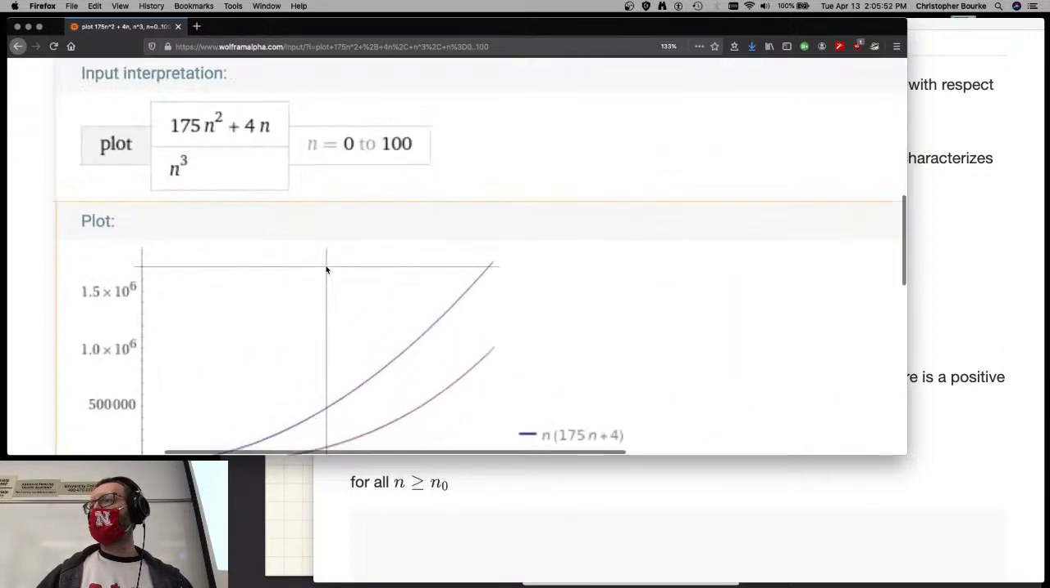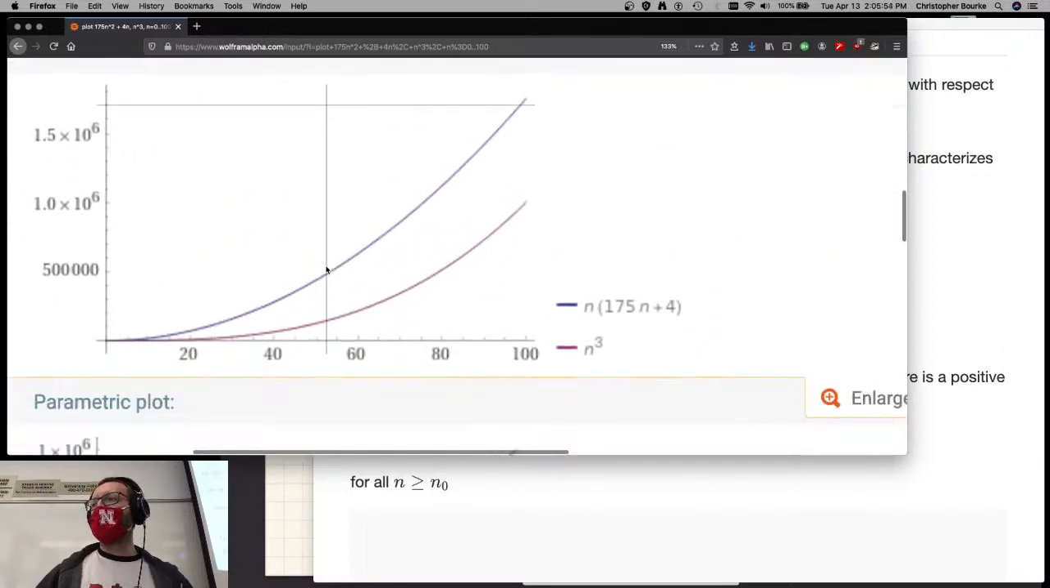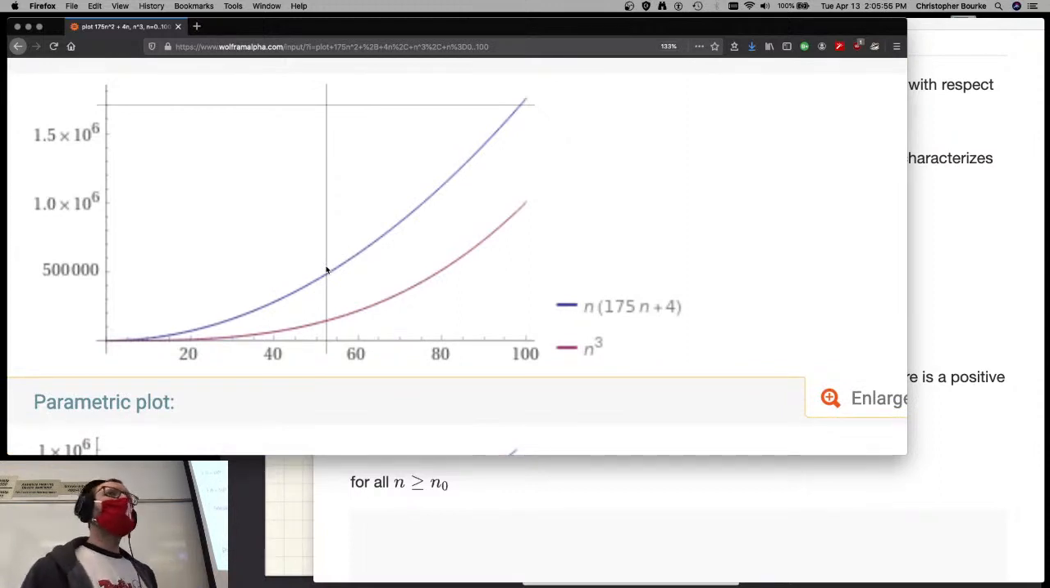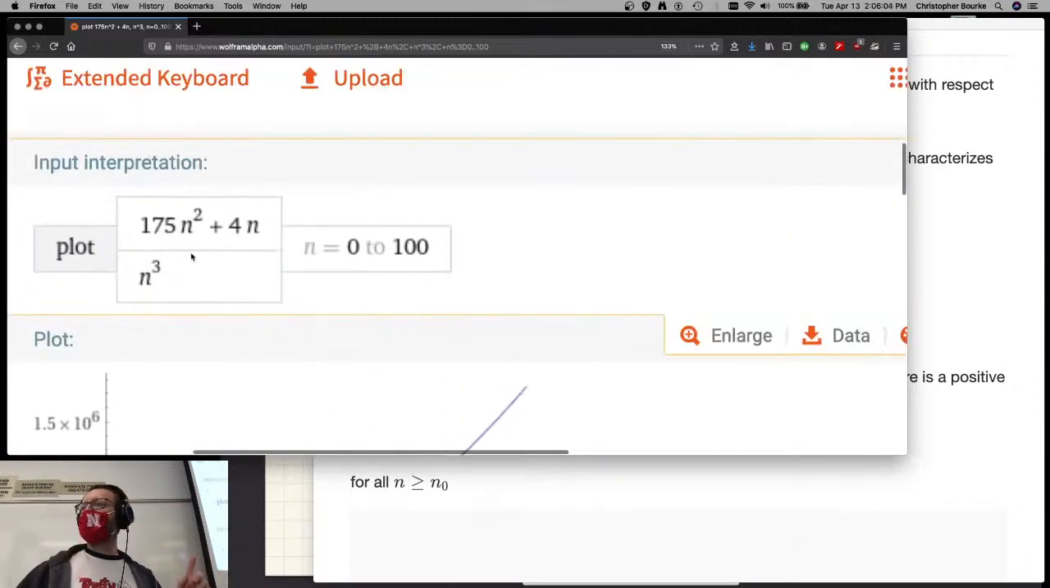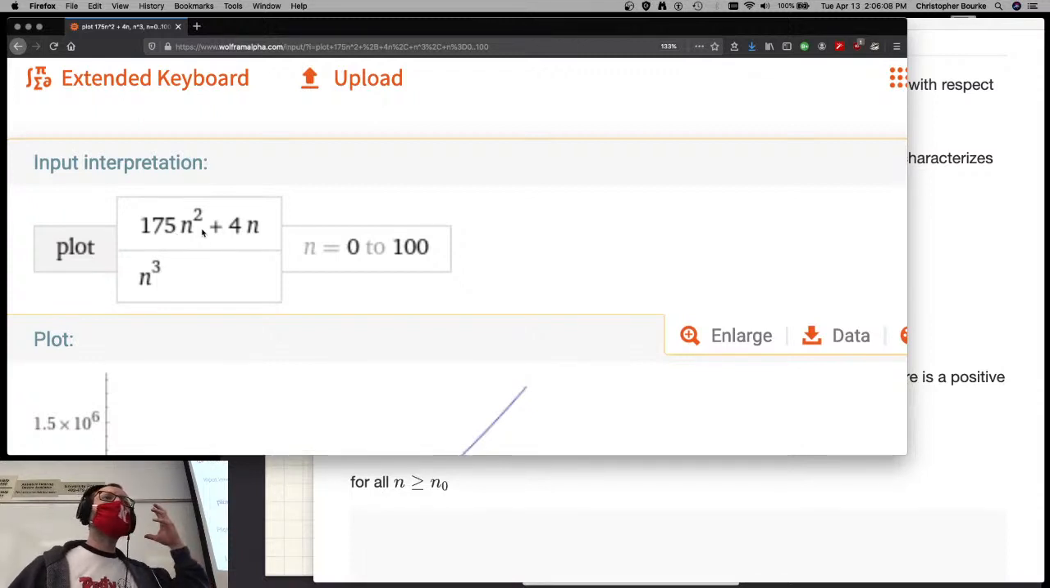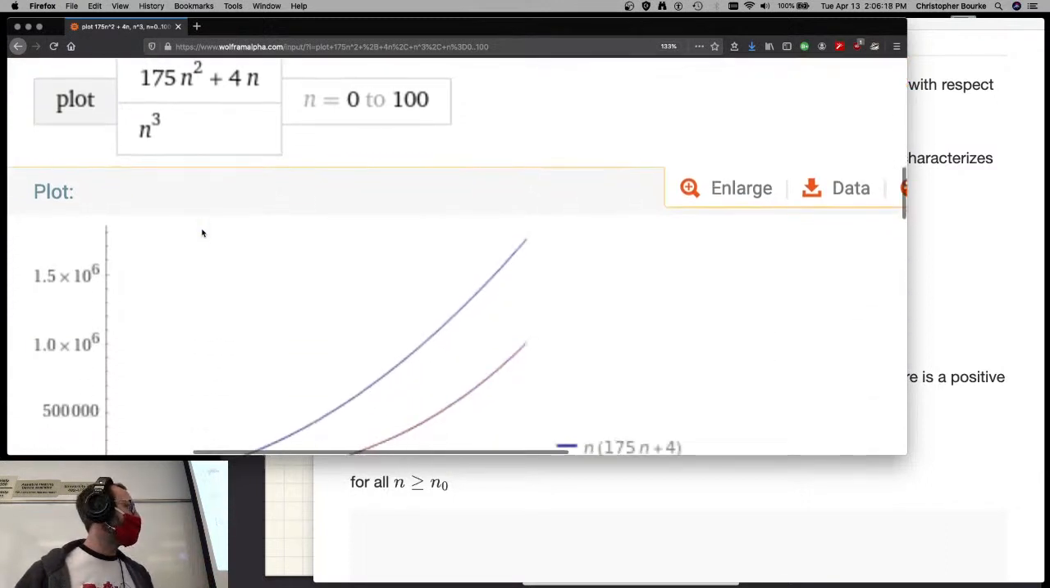There, nice visualization. I'll even zoom in on it here. So remember, don't lose the forest for the trees now. What is this actually plotting? Those two functions, right? This function, 175n squared plus n, is characterizing some algorithm. N cubed is characterizing another different algorithm. So we're comparing two algorithms here, and their performance as n tends towards infinity.